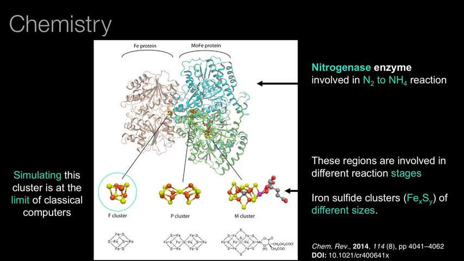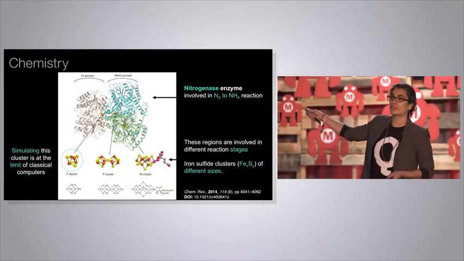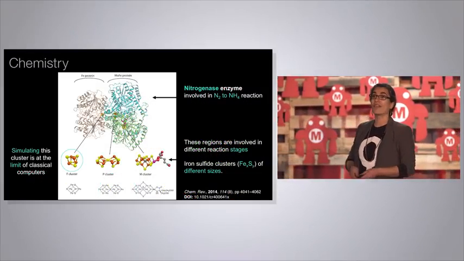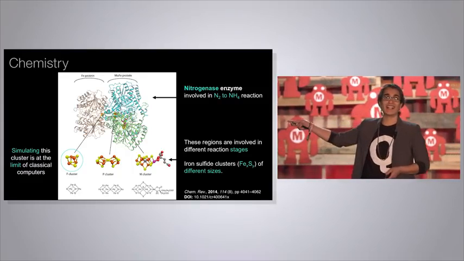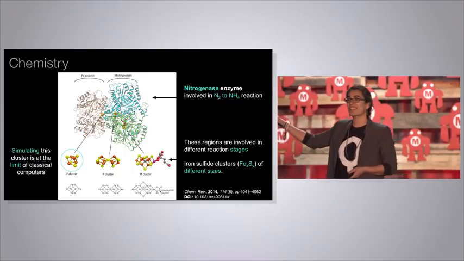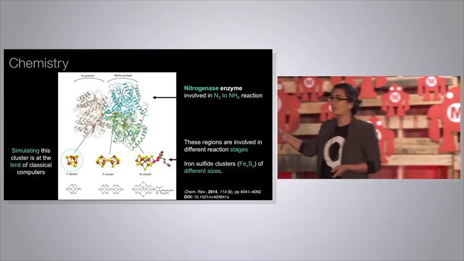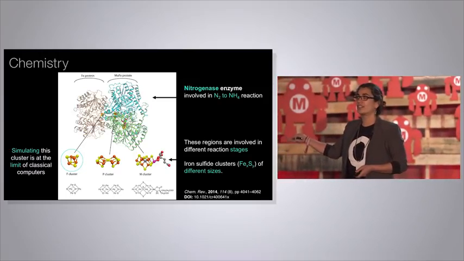I've called out 3 molecules, iron sulfide clusters in this enzyme of different sizes. The one on the left is 4 iron atoms and 4 sulfur atoms. Believe it or not, this is the biggest of those iron sulfide clusters we can simulate on the biggest supercomputer that we have, right? It's so small. Why is that the biggest molecule of these 3 that we can actually simulate on a classical machine?